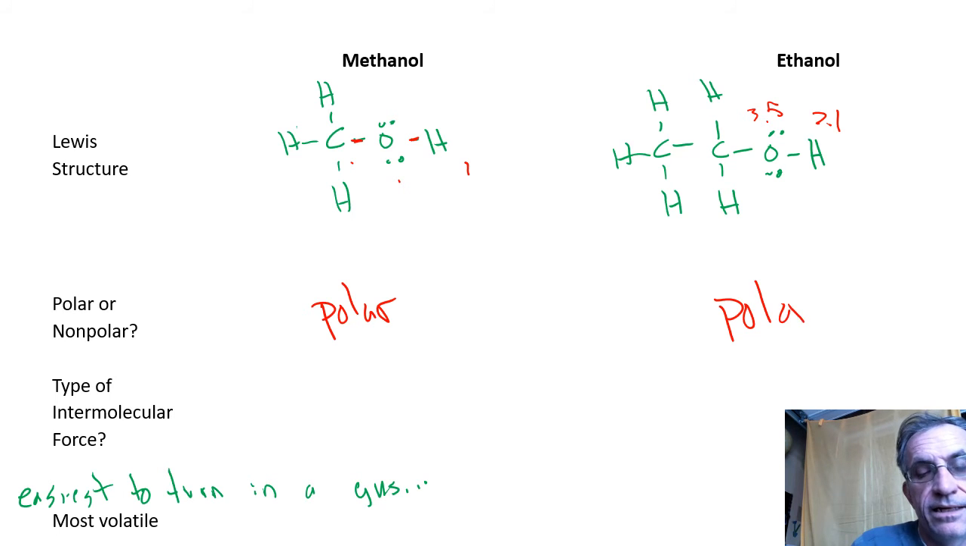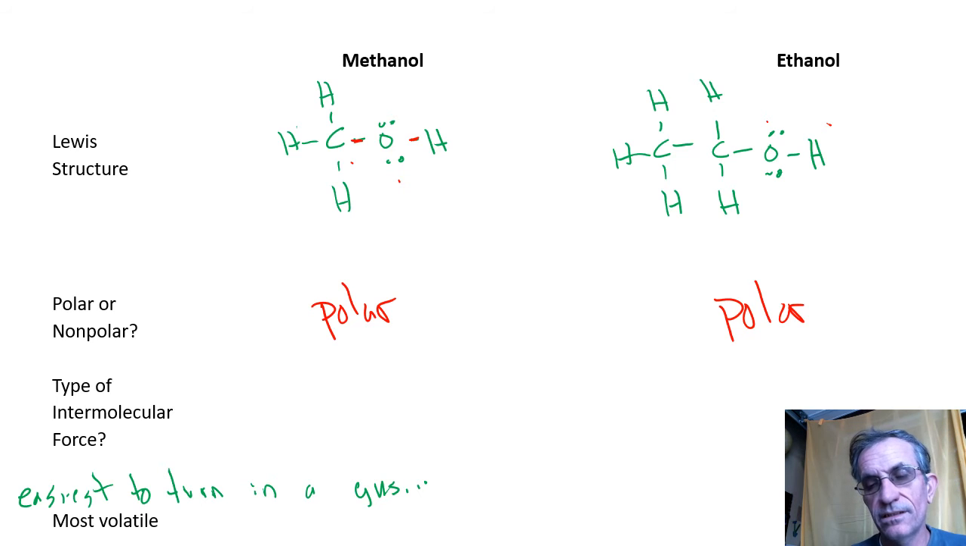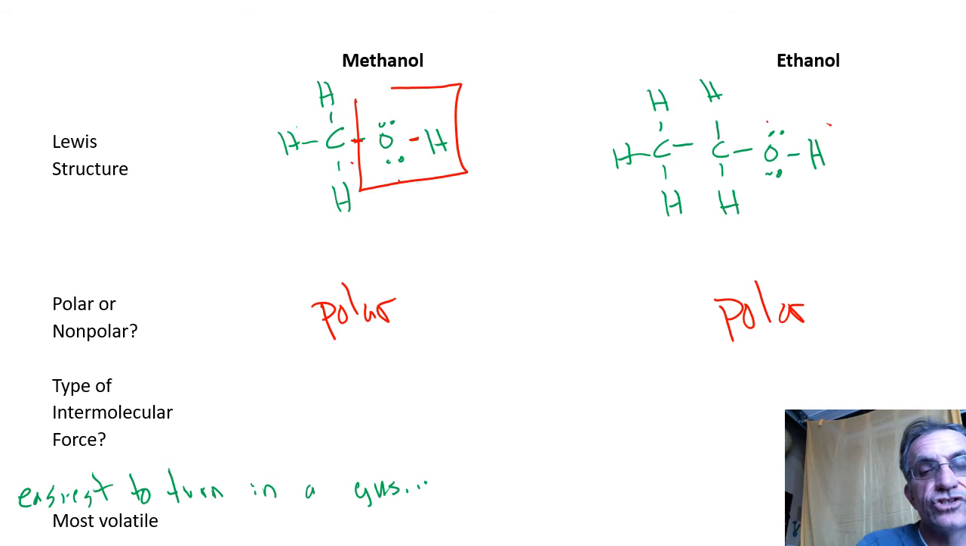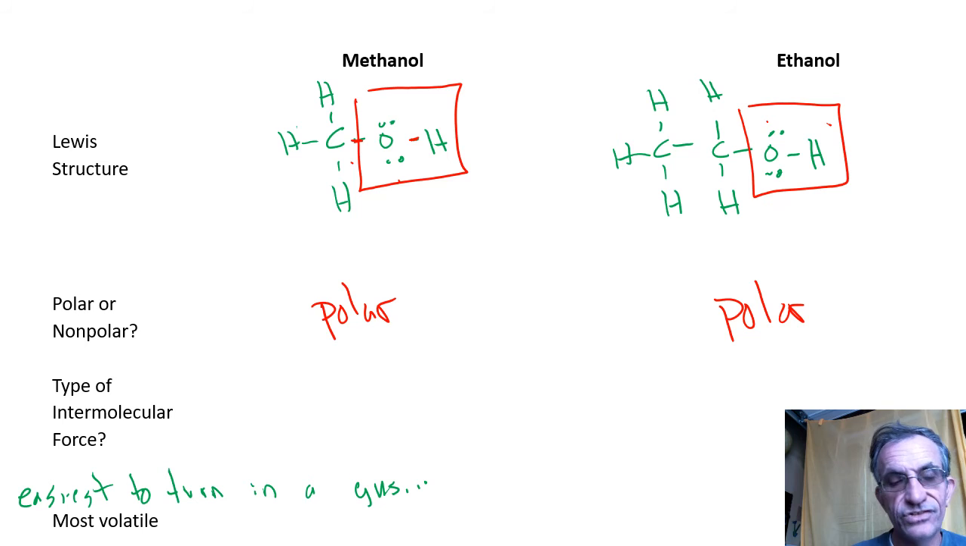Now, wait a minute. Did you notice something else special about these as far as intermolecular forces? A special group of atoms that gives you a really strong kind of intermolecular force. Both of these have OH as part of their structure. If you've got OH as part of your structure, you can hydrogen bond with your neighbor.